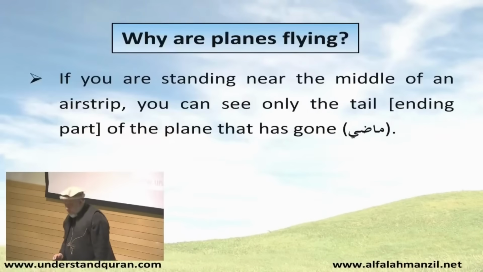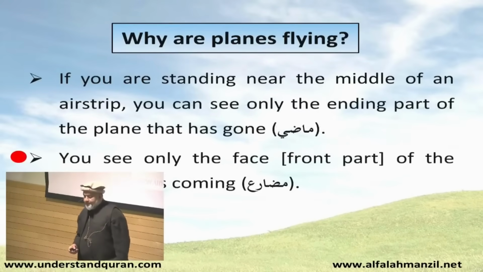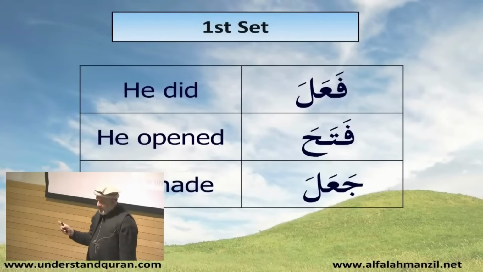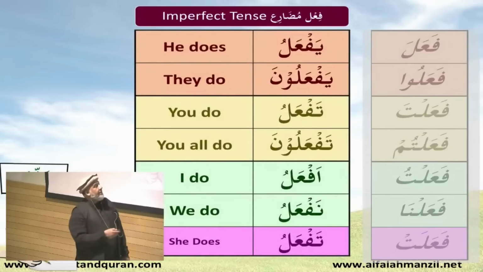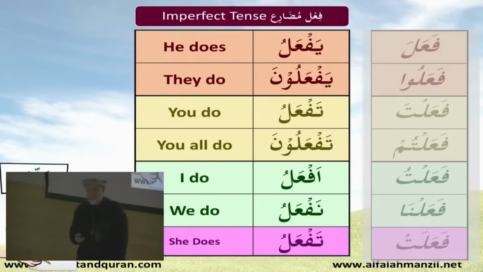In fi'l mudari, we are looking for the prefix. Prefix which comes in the beginning, before the word, right? So if the plane is landing, what do you see? You see the face of the plane first, and that is the key for fi'l mudari. Yes? Good analogy, right? Very good. So, first set we did fa'ala, fataha, ja'ala, right? Now we are going to make them into mudari. And for your benefit, the past is already given.